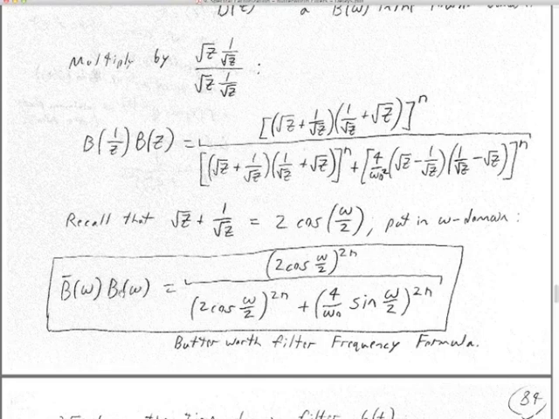So in the numerator of this spectrum, we have 2 cosine omega over 2 to the power of 2n. And then here's 2 cosine omega over 2 to the power of 2n, and then plus also in the denominator 4 over omega 0, our adjustable parameter, times sine omega over 2, and then that whole term to the power of 2n. So for any Butterworth filter, this little formula will give you, at any omega, the characteristic frequency spectrum of any Butterworth low pass filter, with your adjustable parameter omega zero and with your adjustable order n, little n.